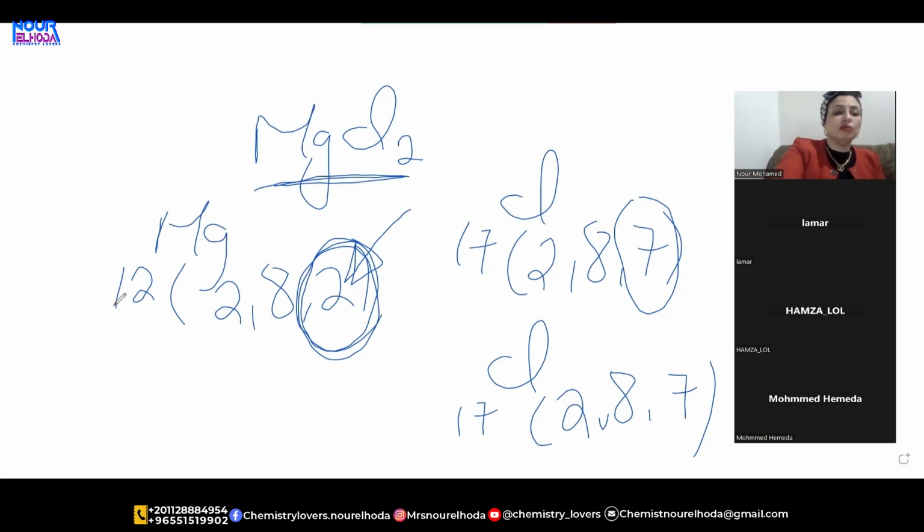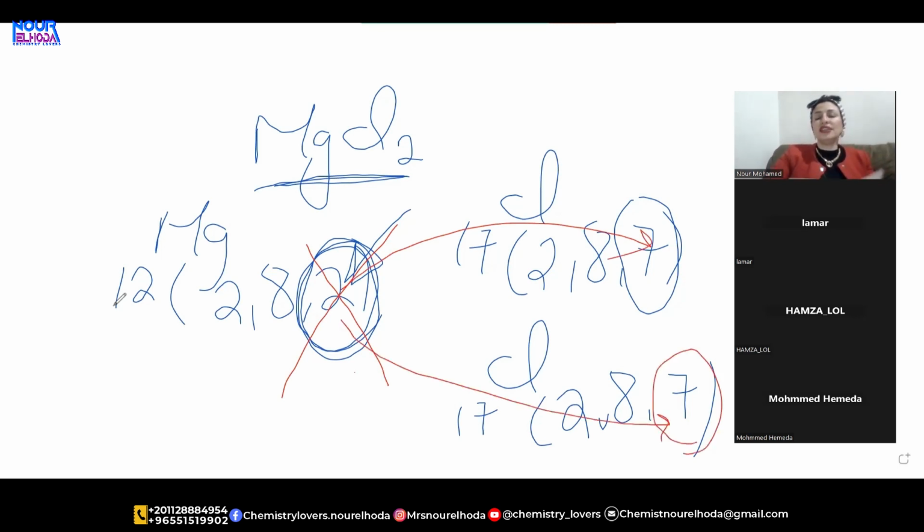What will happen? I am magnesium, so I have in the outer shell 2 electrons. So I need to lose these 2. Who will gain these 2? Every chlorine will gain 1, because every chlorine has 7 electrons, so it needs to gain 1. Every chlorine is going to gain 1. So it is going to be magnesium positive 2, because it lost 2, while every chlorine is going to gain 1, so it's going to be negative 1. I'm going to show you now.